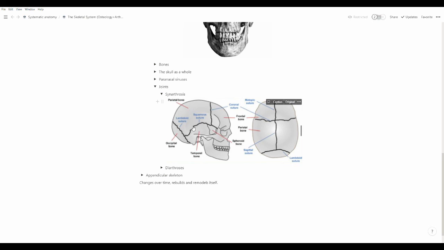We have joints that are a bunch of sutures. So here's a suture that keeps the bones connected to each other. Here's the sagittal suture. We have the lambdoid suture. Knowing all the sutures will help you keep the names of the joints between the bones in here.